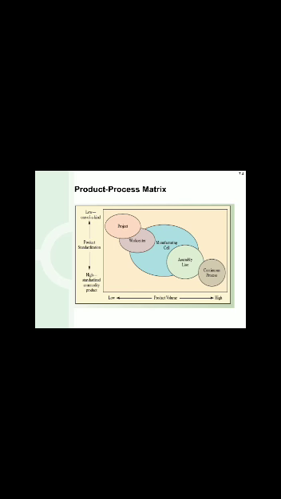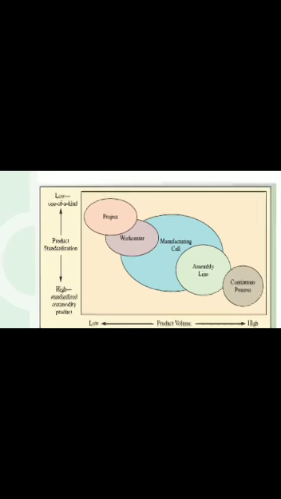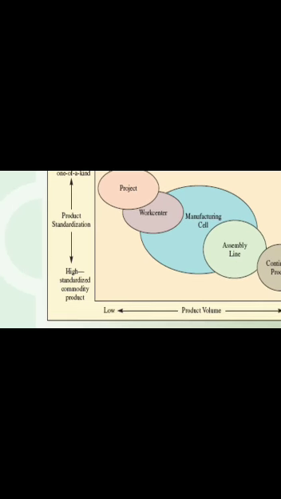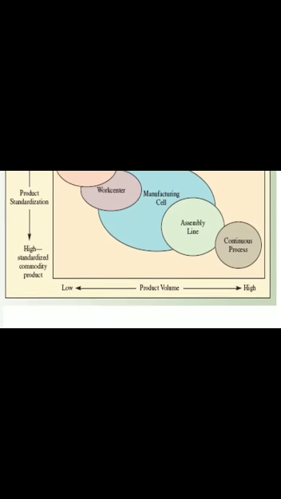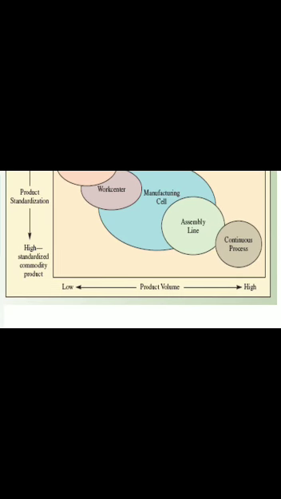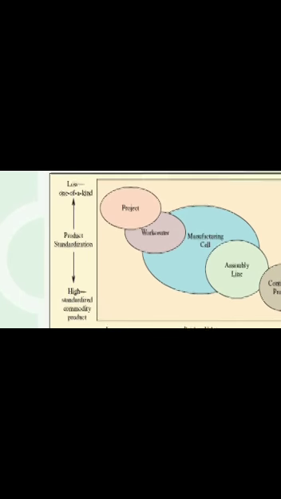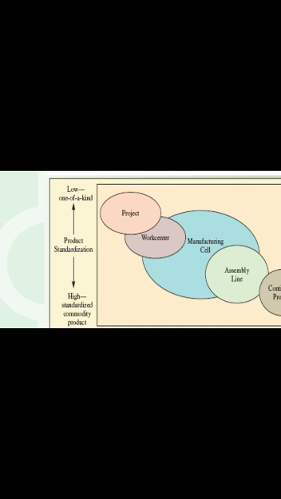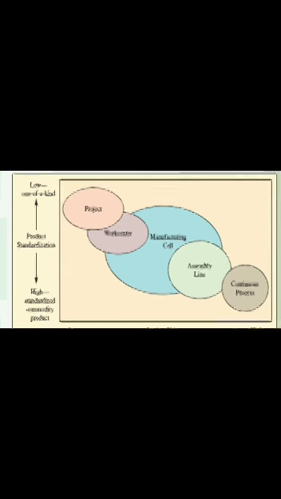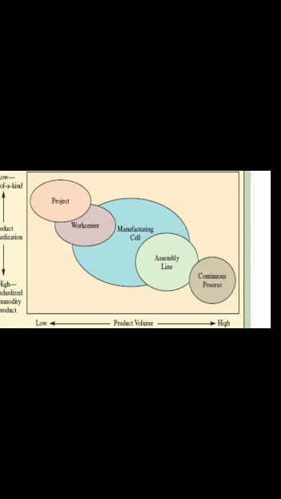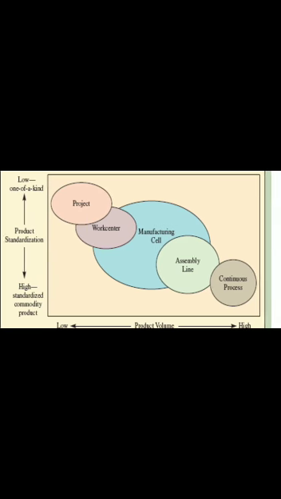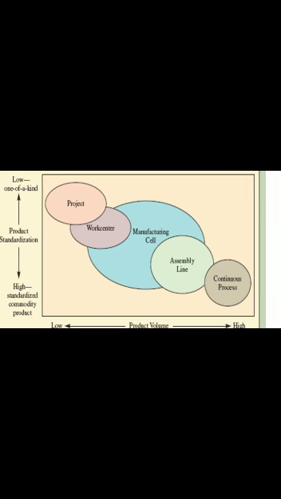Now by looking at this matrix you will understand it very well. Here you can see on the x-axis there is product volume which moves from low to high, and on the y-axis product standardization which is from high to low. So this continuous process circle, which is towards the high side of the x-axis, shows that it is a high volume and high product standardization kind of manufacturing system.